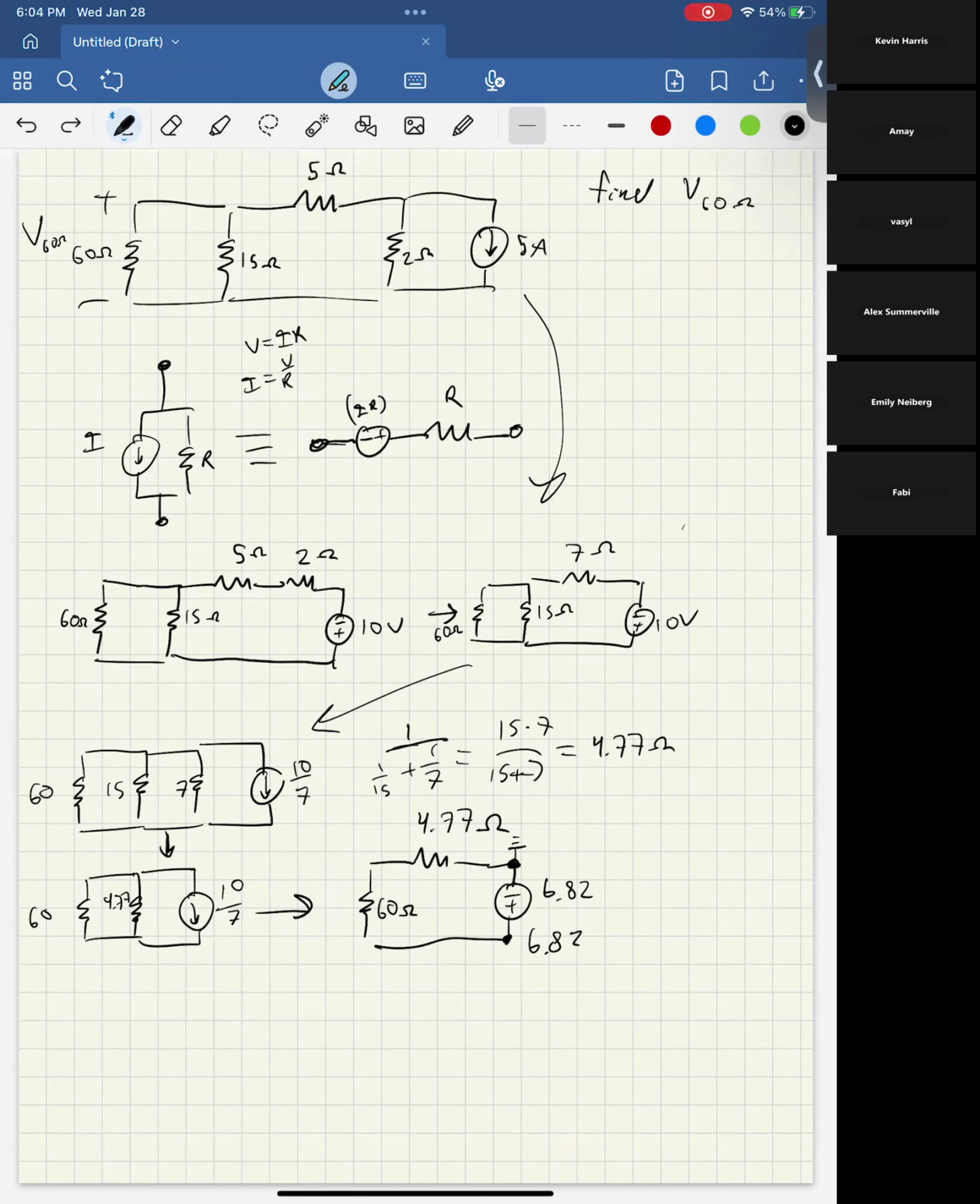What you end up finding is that the resistors get voltage proportional to their size. So in this case, it's asking for the voltage across this. We can say that the voltage across that 60 ohm resistor is going to be the proportion of the total resistance. So 60 over 60 plus 4.77, the total resistance is on the bottom, this resistor is on the top, and then times your input voltage. And that will get you 6.32 volts. And that would be your answer for that.